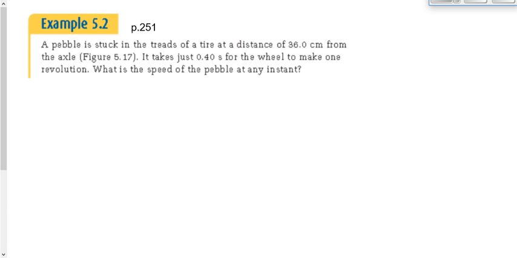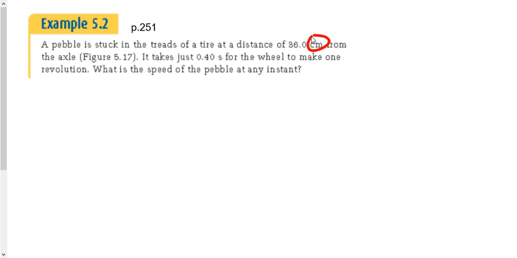Here's another one. The pebble is stuck in the treads of a tire at a distance of 36 centimeters from the axle. It takes 0.4 seconds for the wheel to make 1 revolution. Again, there really shouldn't be 1 revolution. Wheels don't make revolutions. Wheels aren't orbiting around something. Wheels are rotating. So really it should be a rotation, right? But whatever.